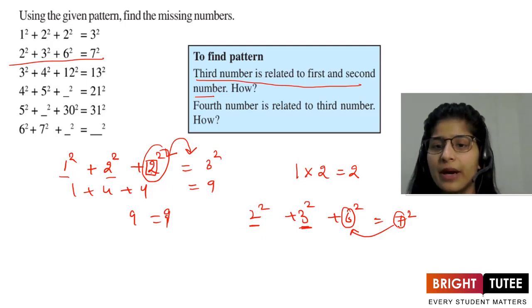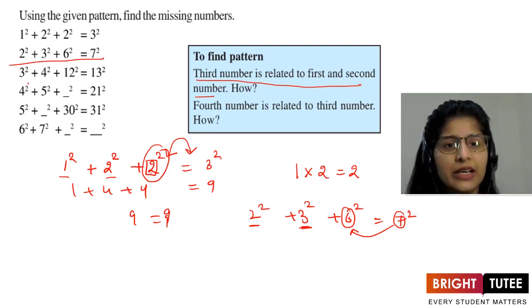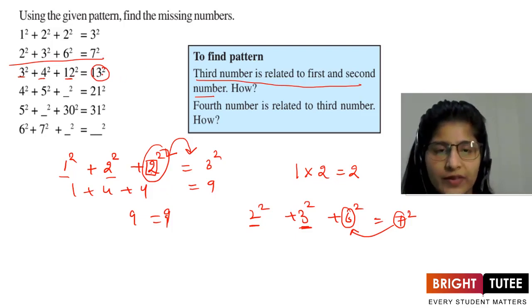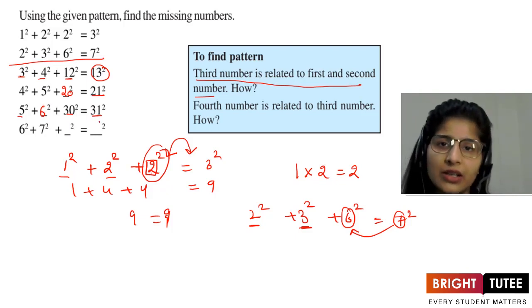And what about this number? This number is one more than this number. So see here, 3 into 4 is 12. Square of 12 is equal to 13 square. So we are getting one more than 12 here. 4 square plus 5 square: 4 fives are 20 will come up, and here it is 21 square. 5 square, 30 square, 31 square. 5 should be multiplied with 6, so that we get 30, equal to 31 whole square.